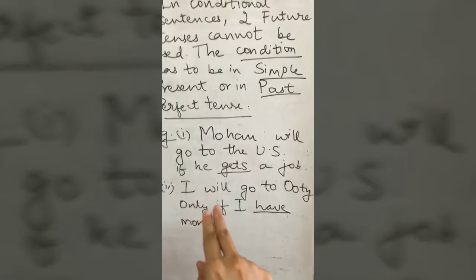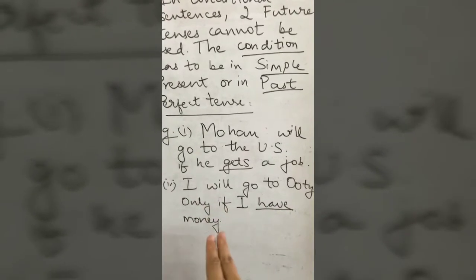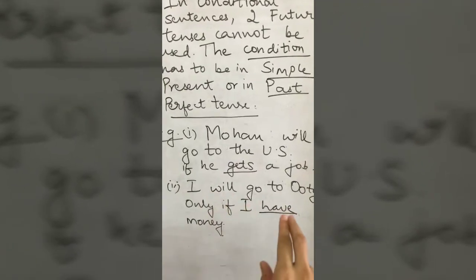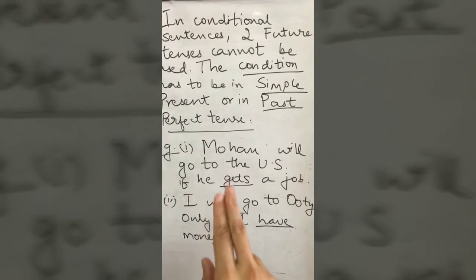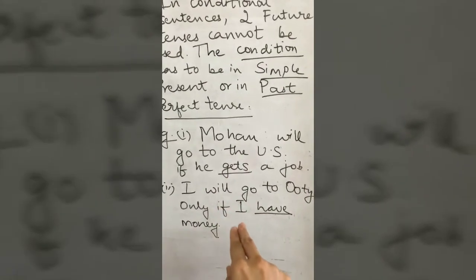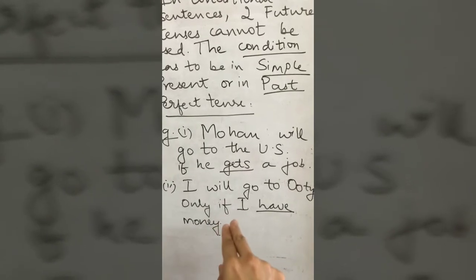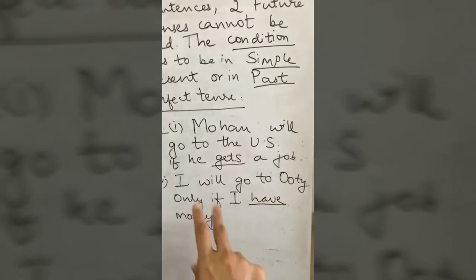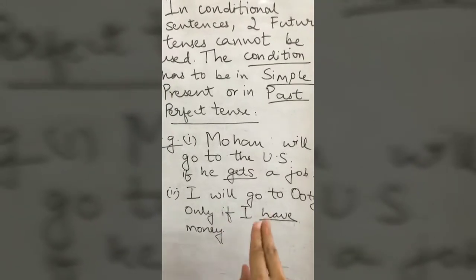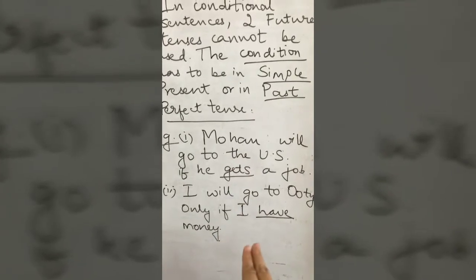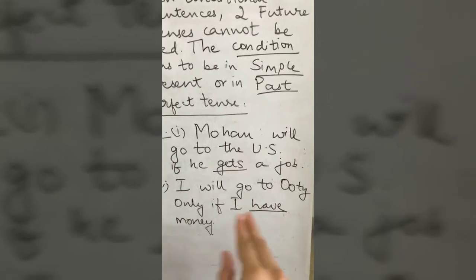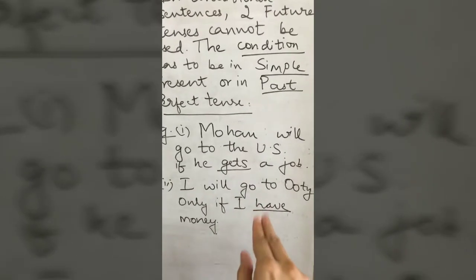Okay. Similarly, I will go to Ooty only if I have money. So this is also a conditional sentence. And what is the condition? If I have money. Here we already have a future tense, will go. This rule is saying we cannot use I will have money in the condition in this kind of sentence. There can never be two future tenses in the sentence, and the condition has to be always in the simple present or the past perfect. So that's why we say I will go to Ooty only if I have money. What is have? It is the V5 form.